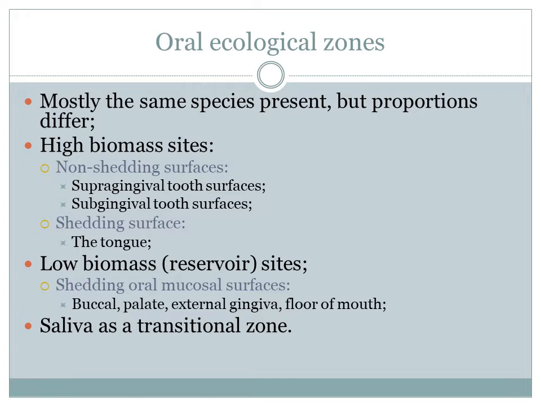Biomass. High biomass sites are non-shedding surfaces, which are present as supragingival tooth surfaces and subgingival tooth surfaces, and shedding surfaces such as the tongue. Low biomass reservoir sites have a low number of bacteria, such as shedding oral mucosal surfaces, buccal, palatal, external gingiva, floor of the mouth, and here saliva as a transitional zone.